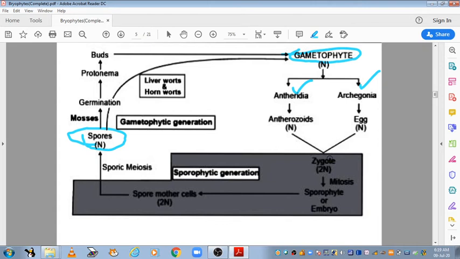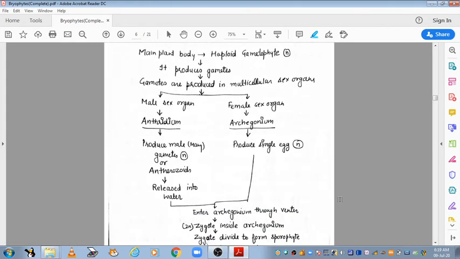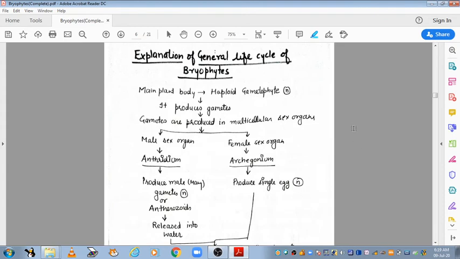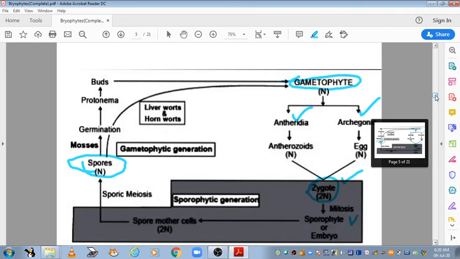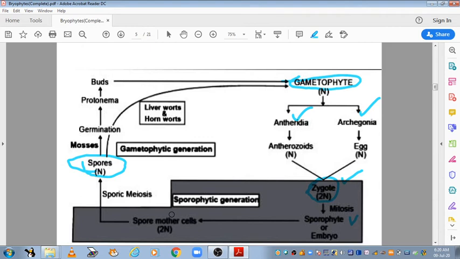Now fertilization takes place and zygote is formed. Zygote is the first cell of sporophyte. Now mitosis takes place in zygote. It will form sporophyte or embryo. Now this sporophyte will bear spore mother cells, and this spore mother cell undergoes sporic meiosis and forms spores.